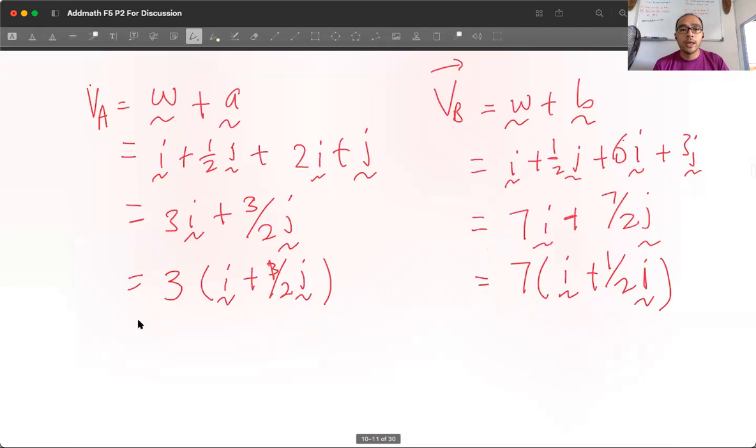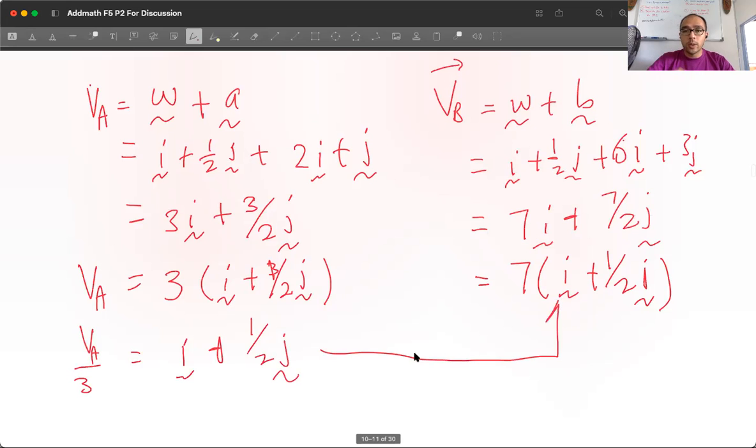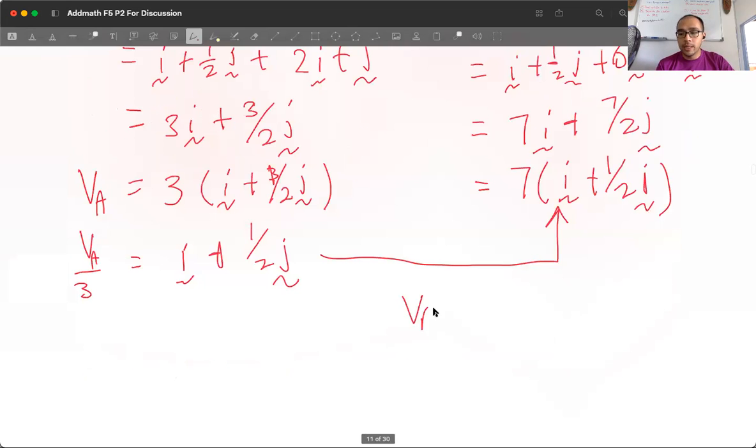Okay, so let me rewrite this. So VA equals 3 times this. So that means VA over 3 equals I plus half J. Okay, I substitute it in here. So what do I get? VB equals 7 VA over 3. Okay, let me write it nicely. VB equals 7 VA over 3.